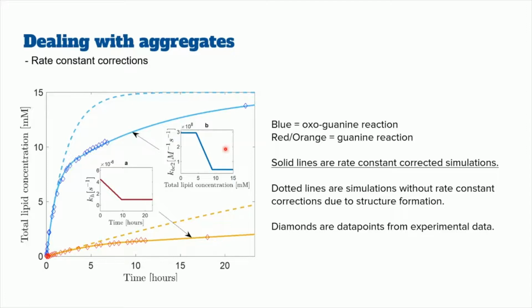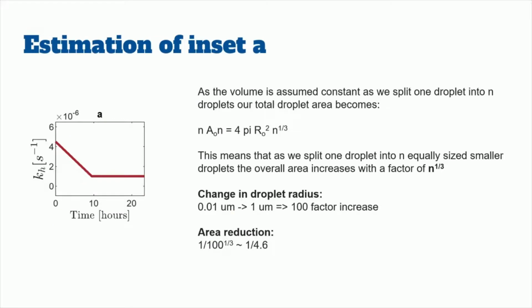Let's take a deeper look at these linear functions that allowed us to approximate the aggregate effects. Inset A shows the simplest hydrolysis rate dependency we found. This time dependency is likely caused by the many small precursor droplets that aggregate slowly. It starts with sonicated precursor droplets that are about 10 nanometer in radius, and it ends with vesicles that are about 1 micrometer in radius.